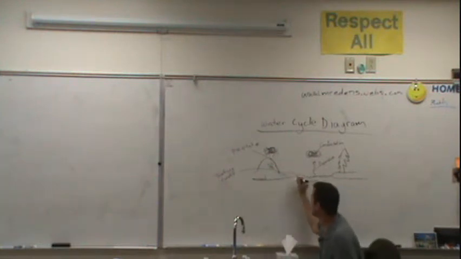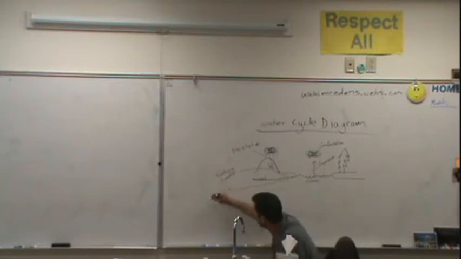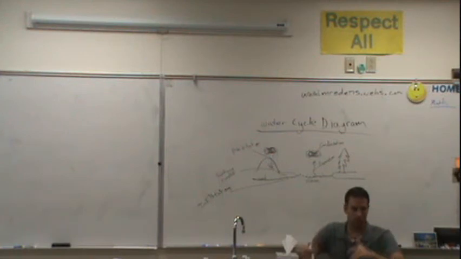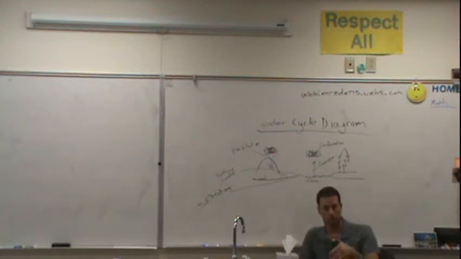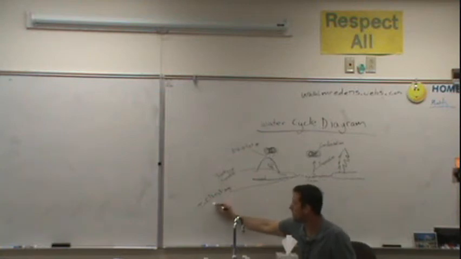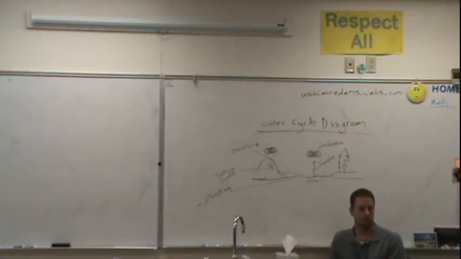Some of that water that's on the ground seeps underground. And this is called infiltration. Infiltration means to break through, so the water's breaking through the ground. It's going through the ground. Another thing you can think about here is filter. The water is seeping down to the ground and being filtered.